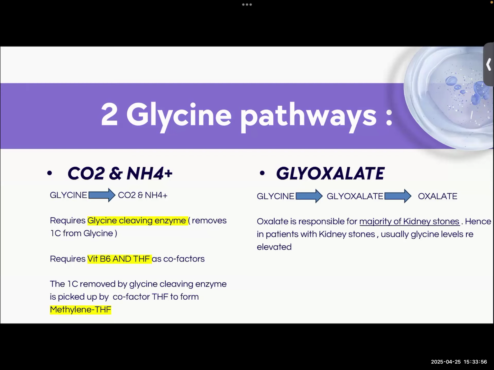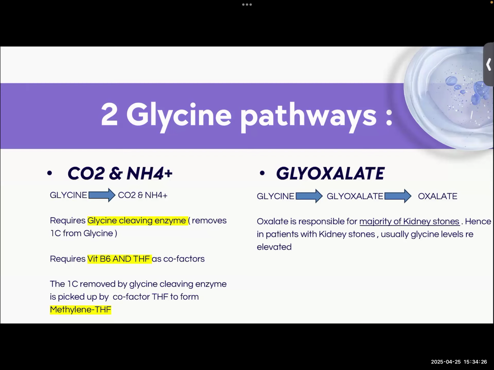Then there's a minor pathway which involves glyoxylate. So what happens is glycine becomes glyoxylate, and then glyoxylate becomes oxalate. Now, this is important clinically because oxalate is responsible for the majority of kidney stones. Most of the kidney stones that you will see, 80%, are calcium oxalate. And therefore, when you see a patient with kidney stones, which is called nephrolithiasis, then for them, their glycine levels may be elevated.